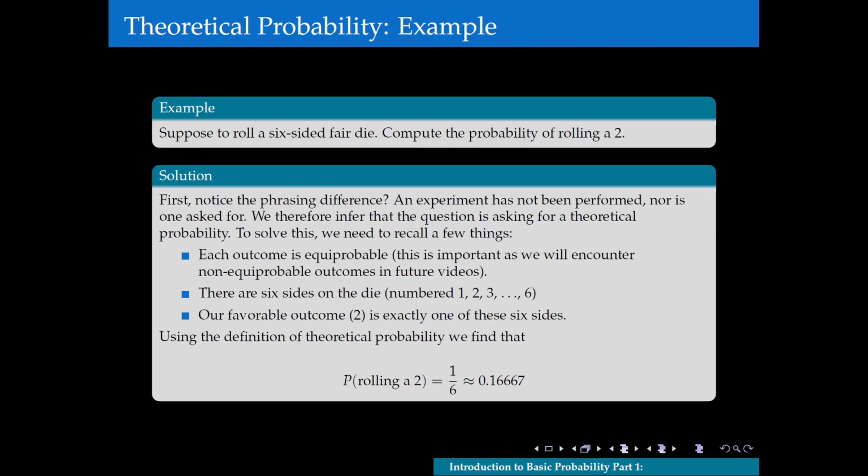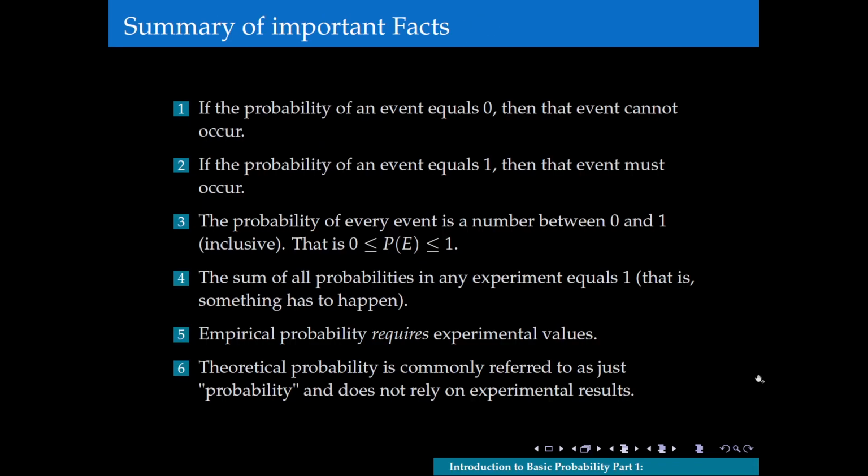Okay, but for now, just understand that with experimental probability, which is based off of the relative frequencies observed in an experiment, the answers for the probabilities might be different than what we compute with theoretical probability. Okay, so let's review some of the important facts we talked about. So the probability of an event equaling 0 means that that event cannot occur. It's impossible. If a probability of an event equals 1, then that event must occur. It has to happen. It's guaranteed.